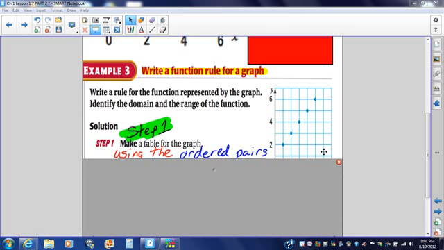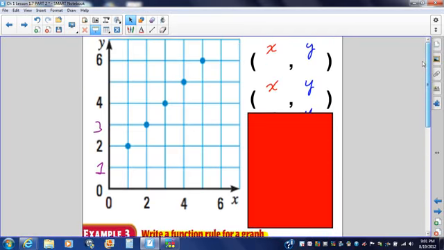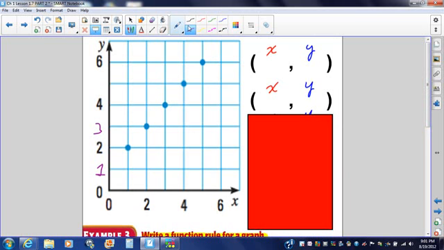Alright guys, if you're asked to write a function rule for a graph, step number 1, you can write down in your spiral, we're going to make a table using the ordered pairs. Step 1, we're going to make a table using the ordered pairs. So let's come back up here and take a look at our graph for a second.